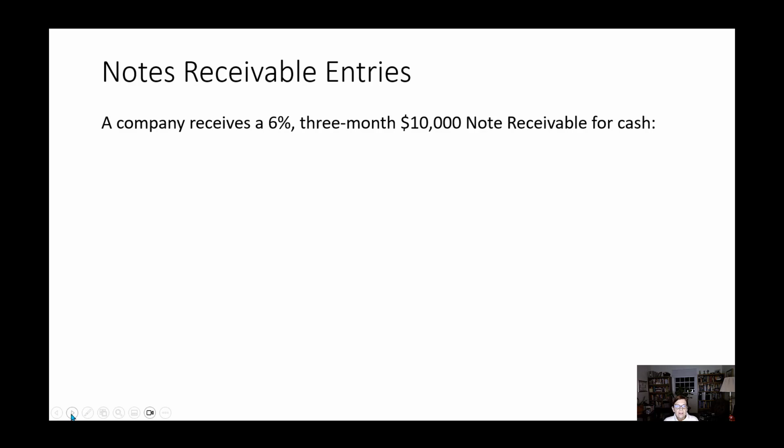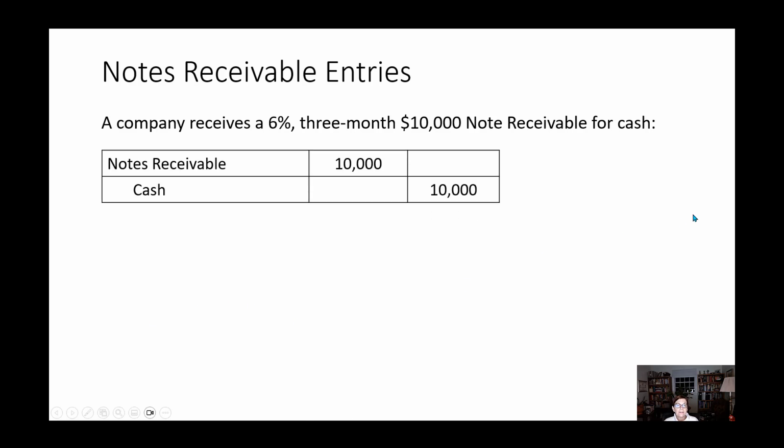Say a company receives a 6% 3-month $10,000 note receivable for cash. So basically the company is loaning out $10,000. It's getting a note receivable. It will get repaid the note receivable amount plus interest in 3 months. They're going to debit notes receivable and credit cash. They're both assets. Notes receivable is going up, cash is going down.